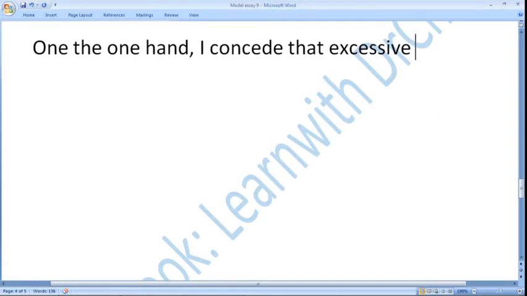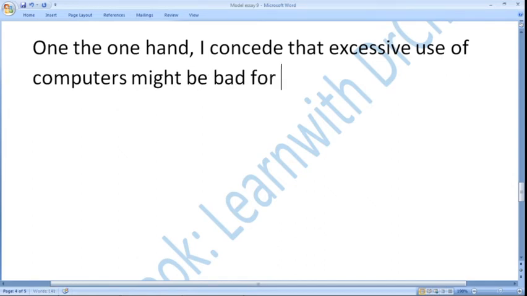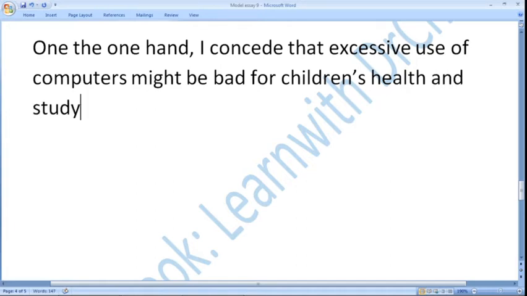So I am showing how my opinion relates to this: that excessive use of computers might be bad for children's health and study.